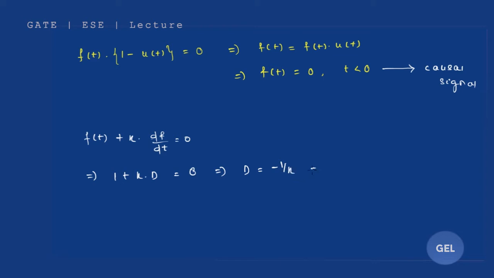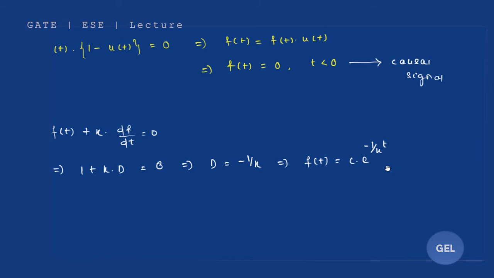So that means f of t you are getting is c into e to the power minus 1 by k times t. Sir, this is first semester mathematics, Math 1. Absolutely correct. So it is nothing but your decreasing exponential graph. It is what? A decreasing exponential graph.